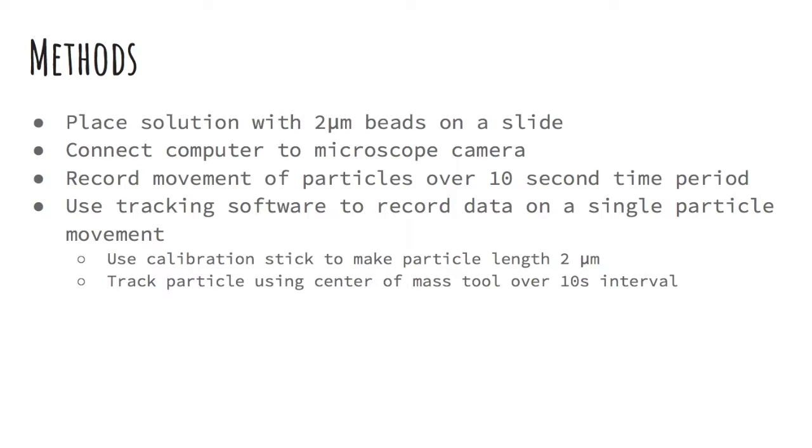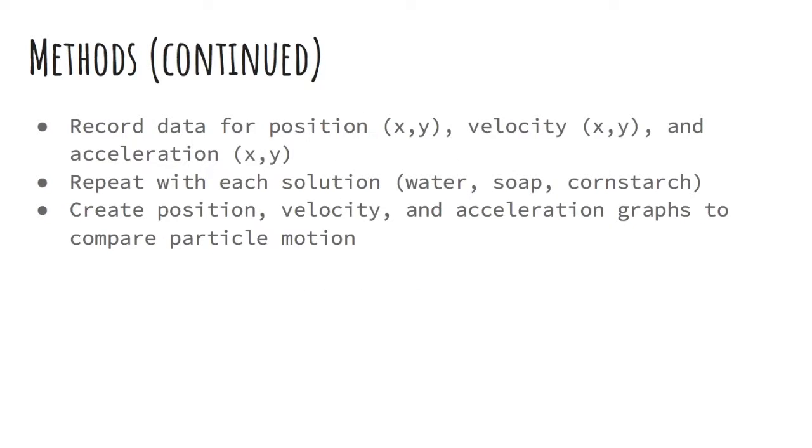We used tracking software to record data on a single particle's movement by using the calibration stick to make the particle length 2 micrometers and tracking the particle using the center of mass tool over 10-second intervals. We then recorded data for position, velocity, and acceleration and repeated this with each solution, the water, soap, and cornstarch. From there, we created graphs from our position, velocity, and acceleration data.